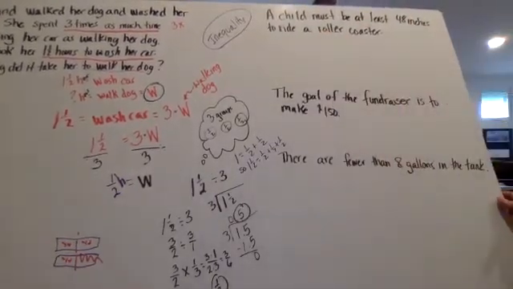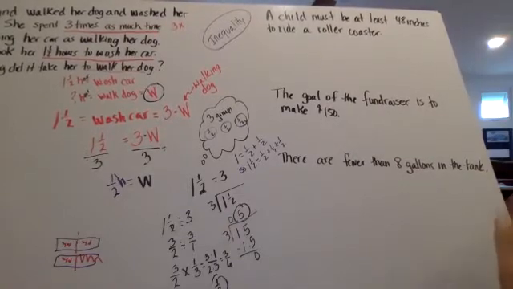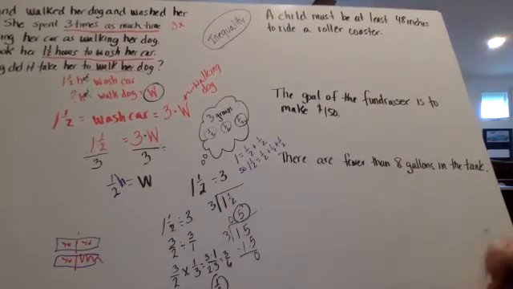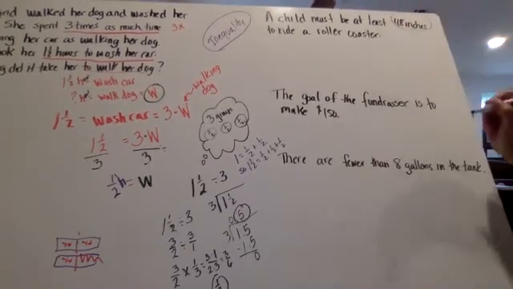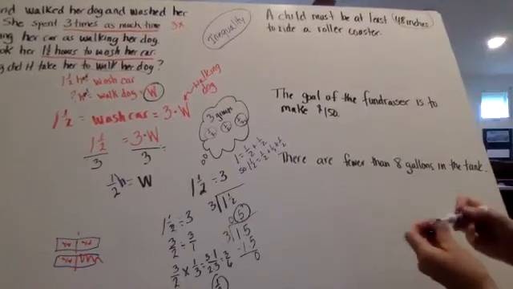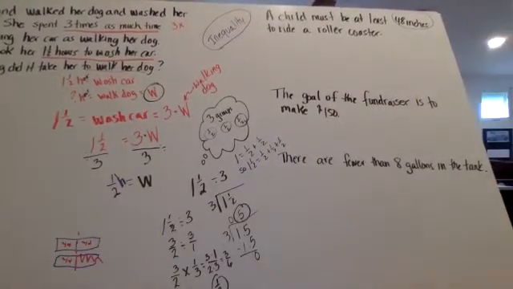Let's look at this scenario. A child must be at least 48 inches to ride a roller coaster. At least 48 inches. So, keywords, 48 inches. What's another key phrase or keyword that I didn't circle?